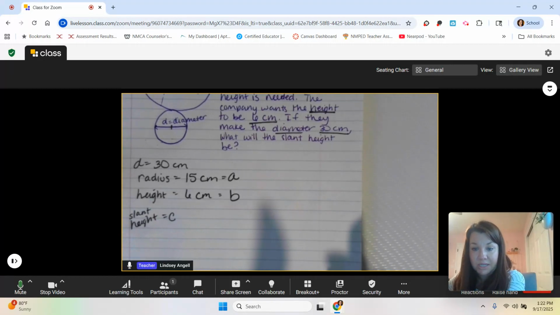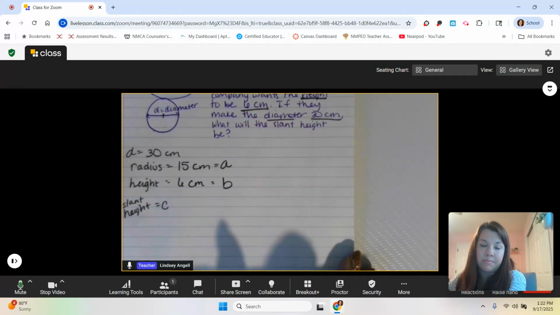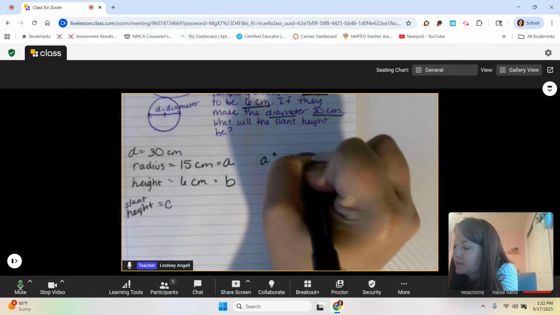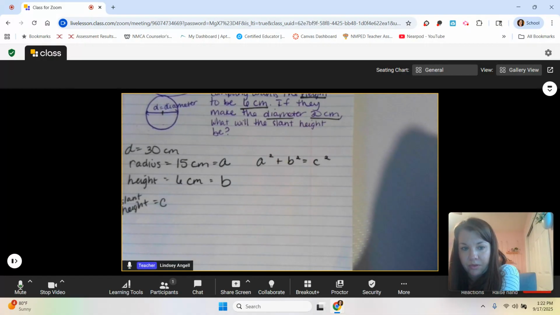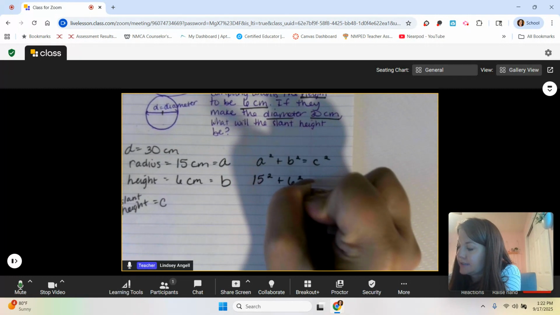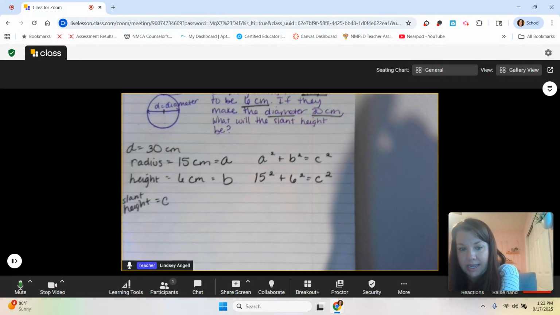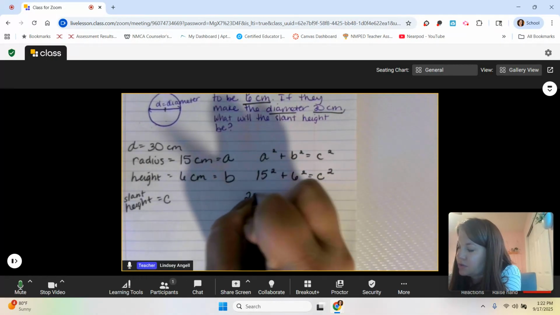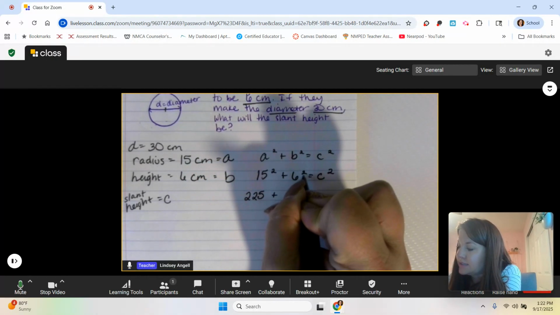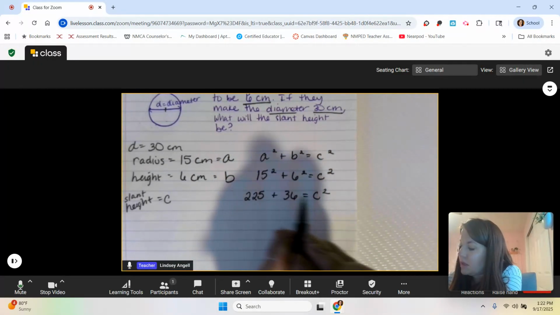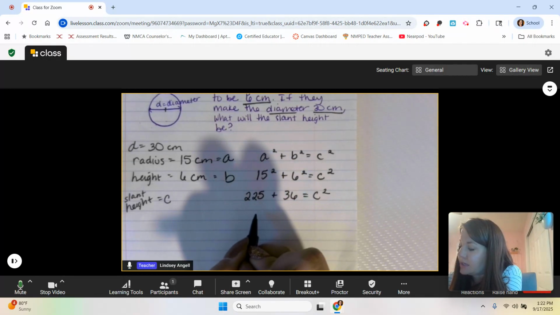And that's enough information for me to fill in the formula, right, a squared plus b squared equals c squared. Well, I know that my a is 15, my b is 6. I'm still looking for my slant height, all right? So let's see, 15 times 15 is 225. 6 squared, or 6 times 6, is equal to 36. Add those together, let's see, we get 261.